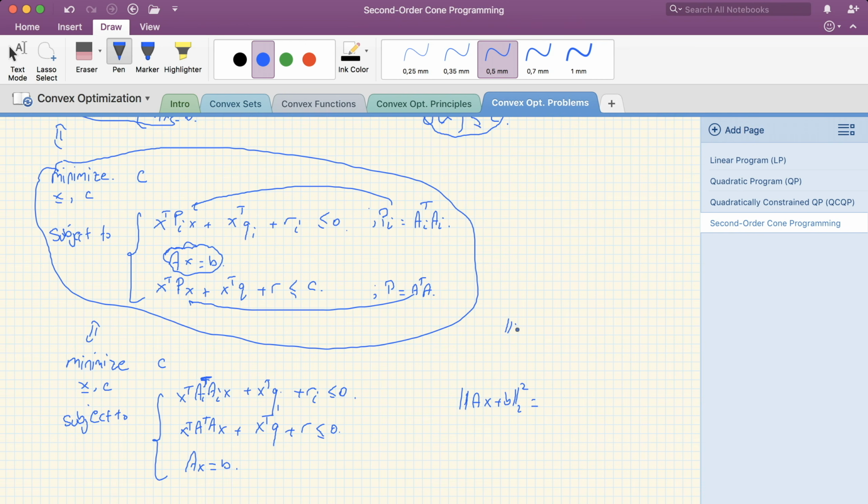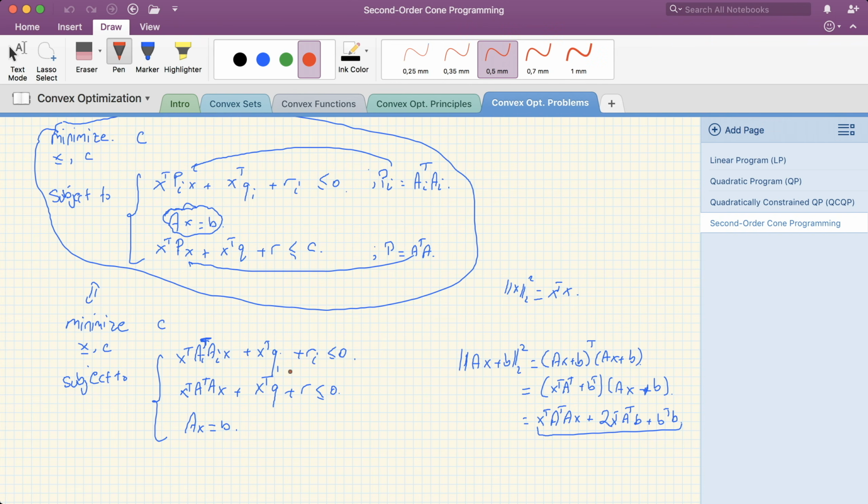So using the definition of an L2 norm square, which is x transpose x, this is going to look like this: (AX + B) transpose times (AX + B). That is (x transpose A transpose + B transpose) multiplied by (AX + B). If we're talking about real numbers, which is what we're focusing on here, this is easily seen as x transpose A transpose AX + 2 x transpose A transpose B + B transpose B.